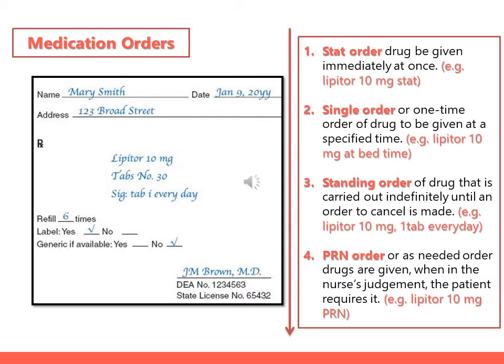Again, PRN if needed. Or there are some medications, for example, that are only given if the patient's blood pressure is high. PRN order, which means based on your judgment, based on your assessment, the patient's blood pressure is high, so you need to give the antihypertensive drug. Based on your nurse's judgment, you give it. But if you think the patient doesn't need this one, you never give. Again, this is PRN. Only if it is needed, and it is based on your judgment. Okay? These are the different orders of medications.